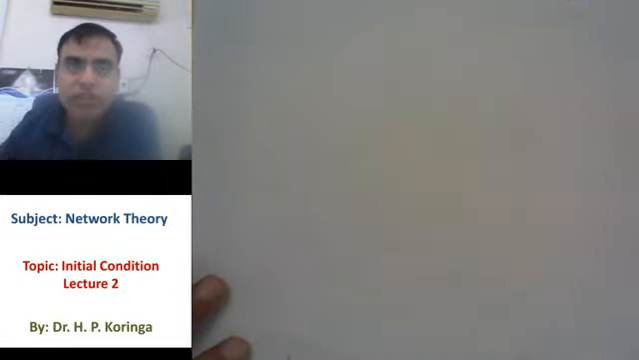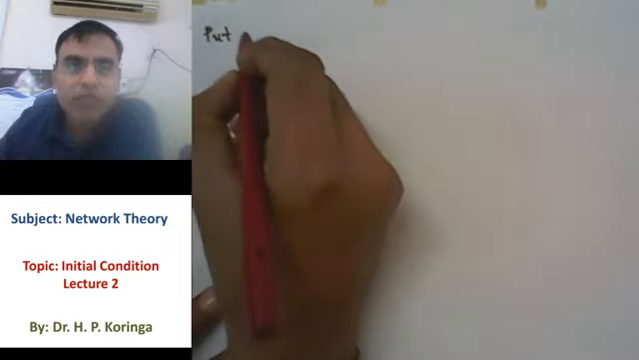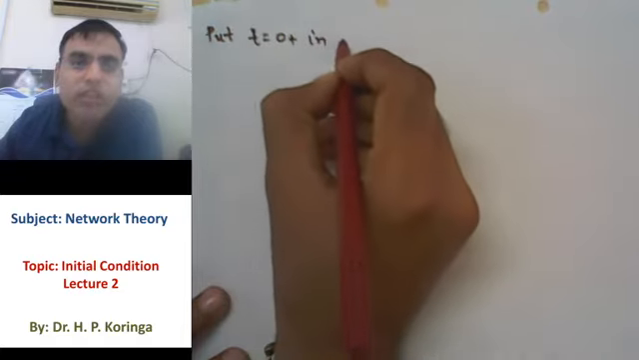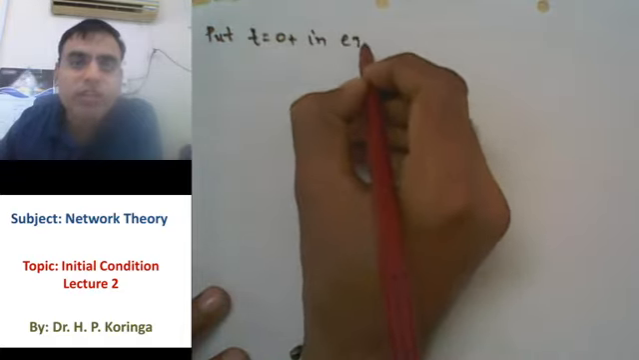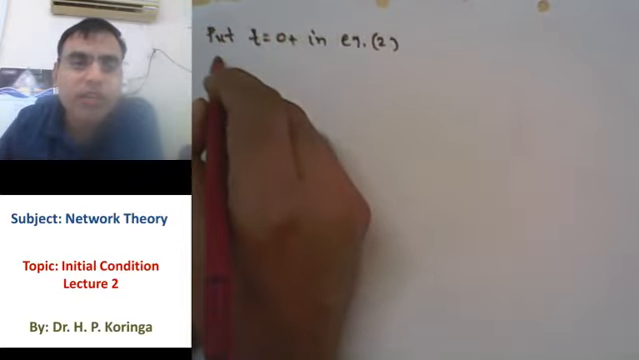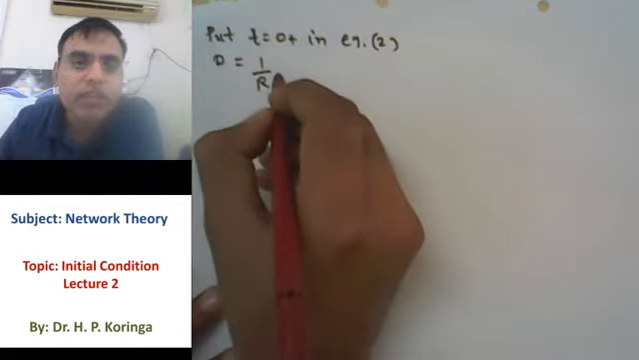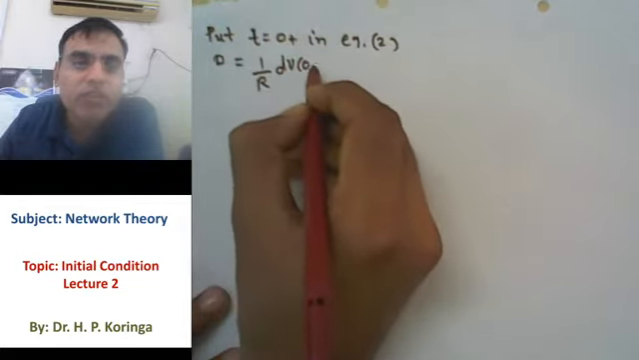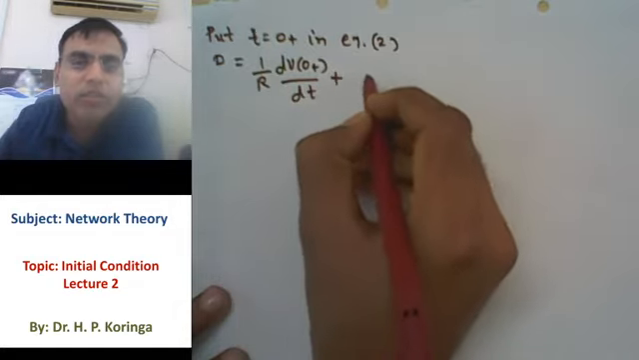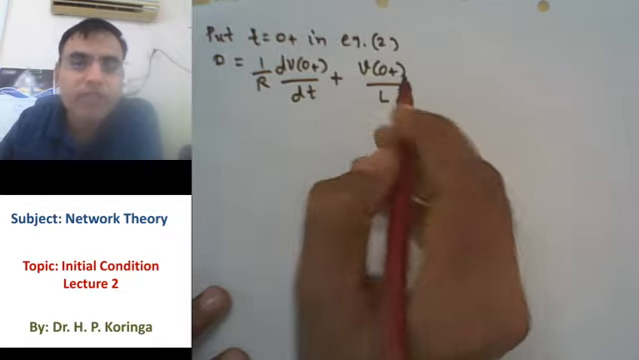So let me substitute t equal to 0 plus in equation 2. So we'll get 1 upon R times v0 plus is equal to 1 upon R dv0 plus divided by dt plus v0 plus divided by L, right?